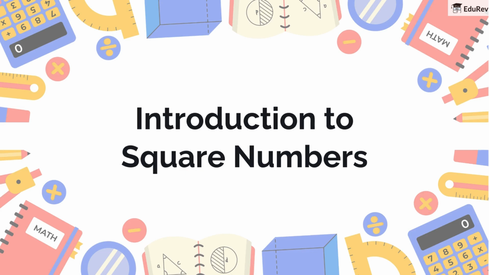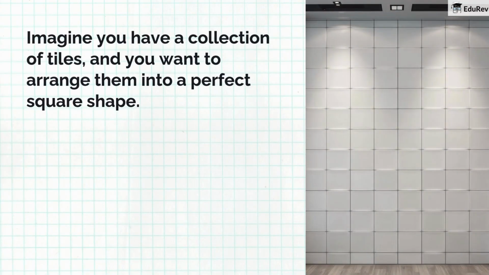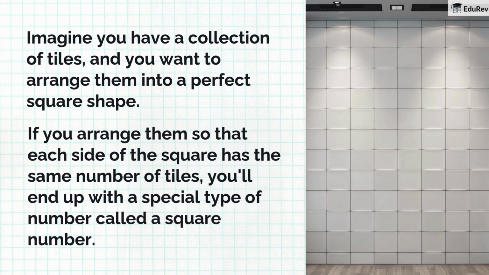Hello students, today we are going to study the topic square numbers. Let's start by imagining you have a collection of tiles and you want to arrange them into a perfect square shape. If you arrange them so that each side of the square has the same number of tiles, you'll end up with a special type of number called a square number.